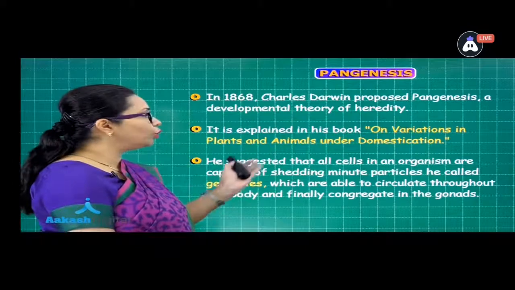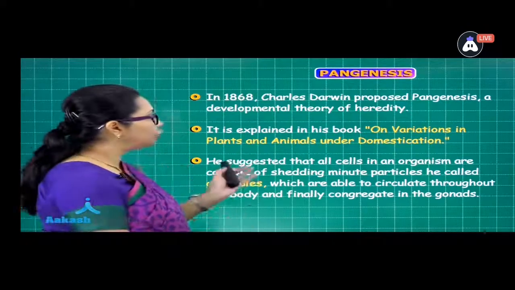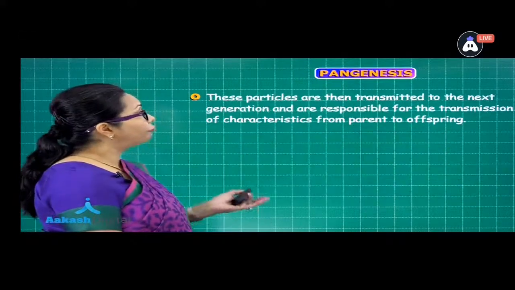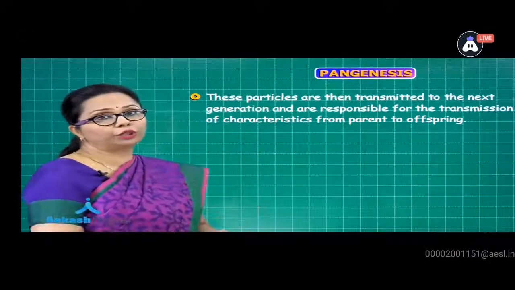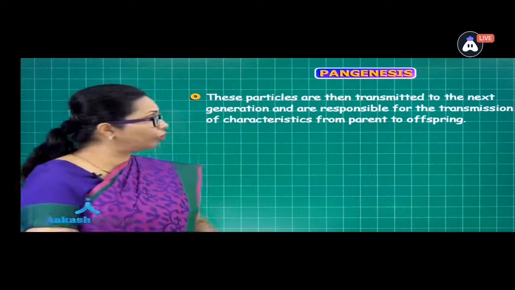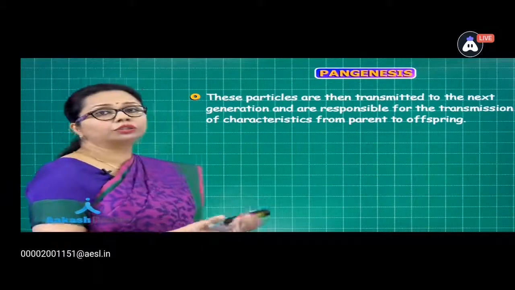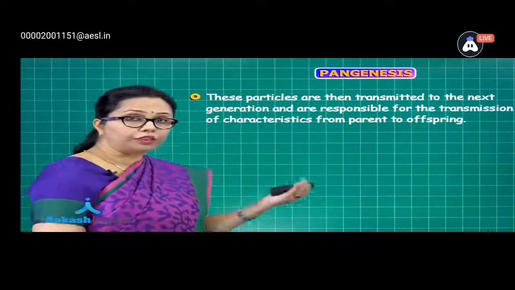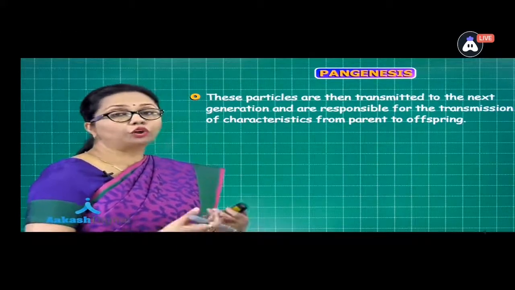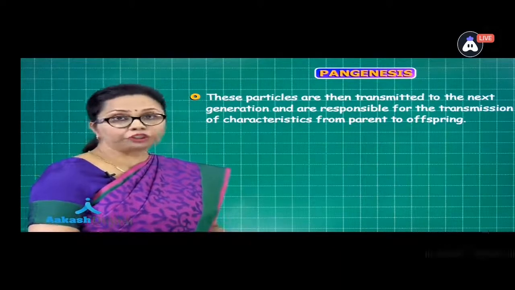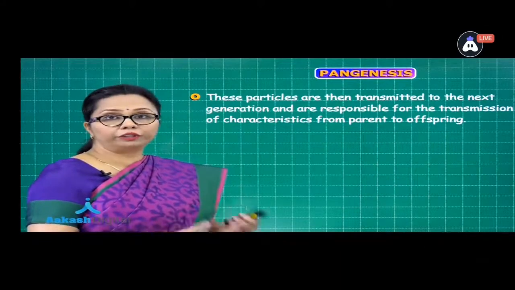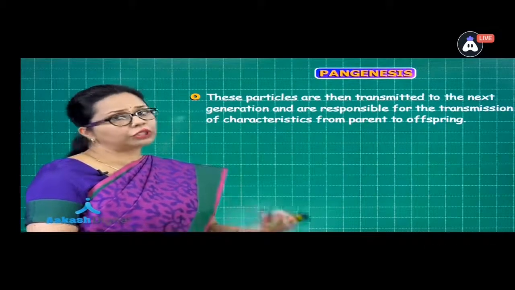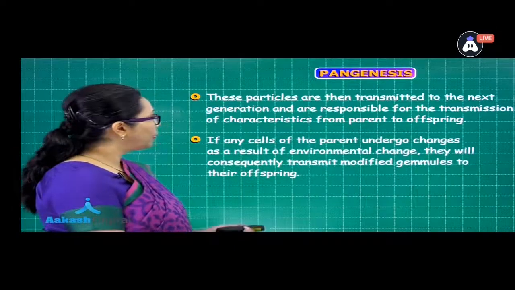And these gemmules, along with the circulation, reach the gonads and get collected over there. And from there, they are transmitted to the next generation via the sperms and the ova. So this is Darwin's way of explanation. But of course, as we know, it was the time when genetics was not yet an accomplished discipline and nobody was clearly knowing how actually heredity occurs. So this is how Darwin tried to explain it.